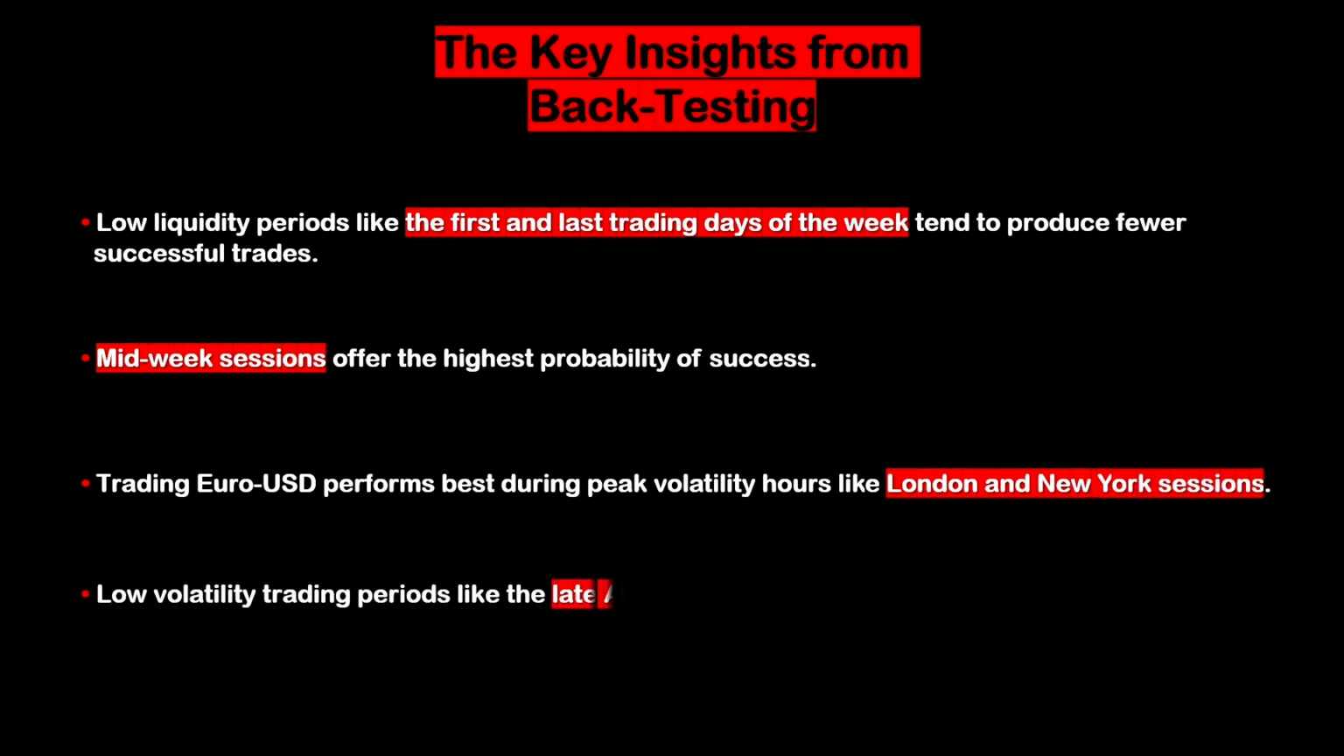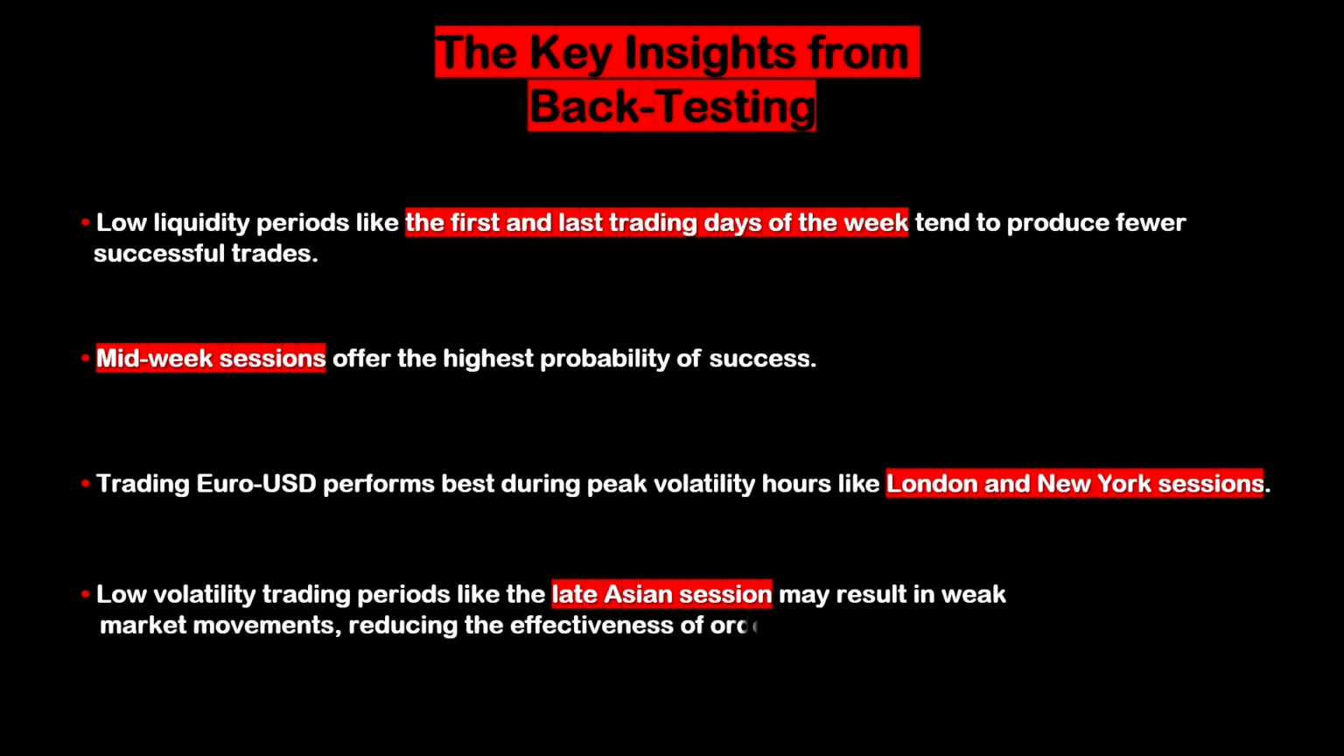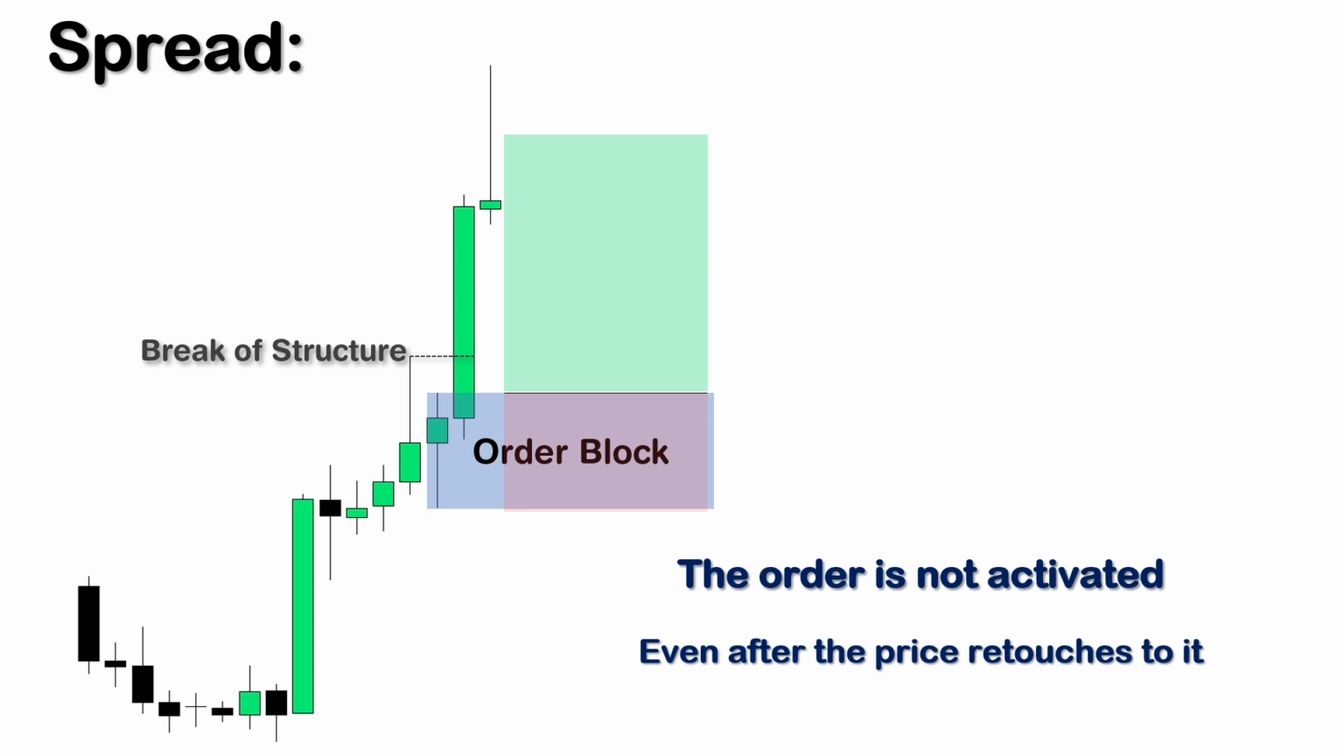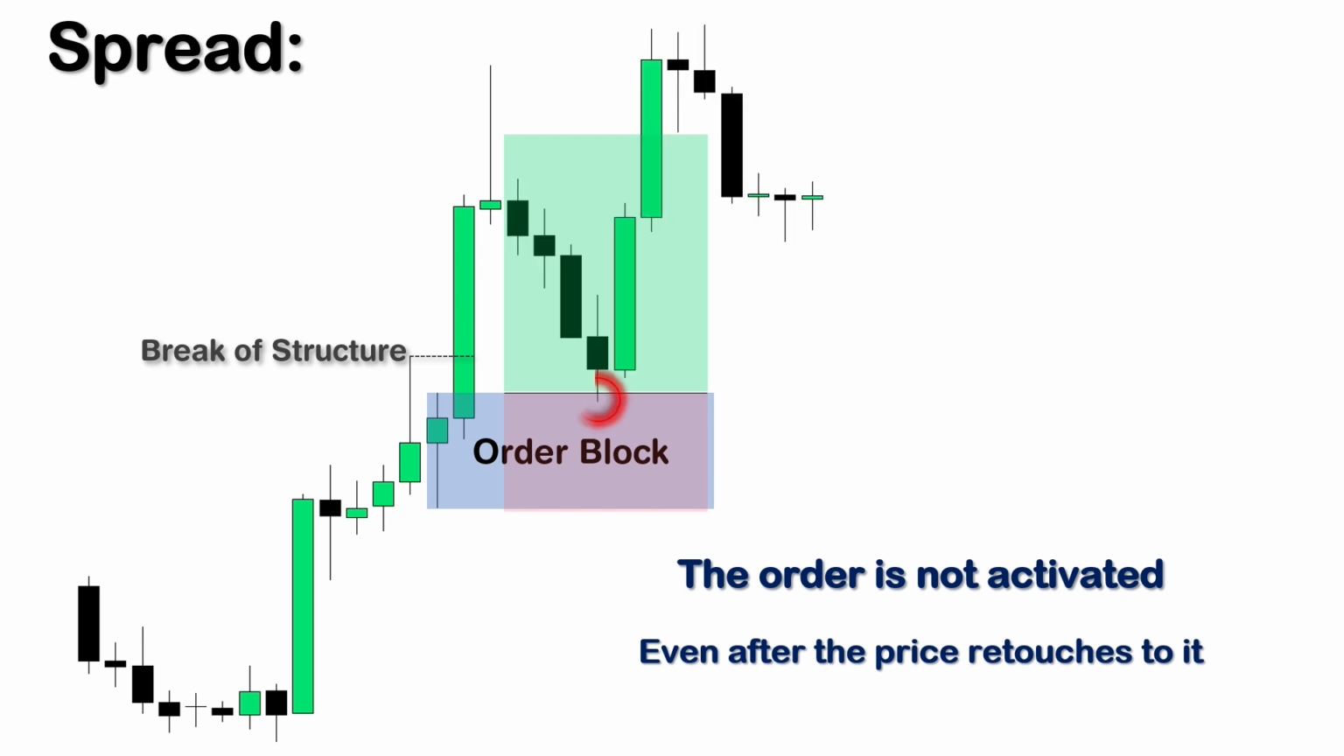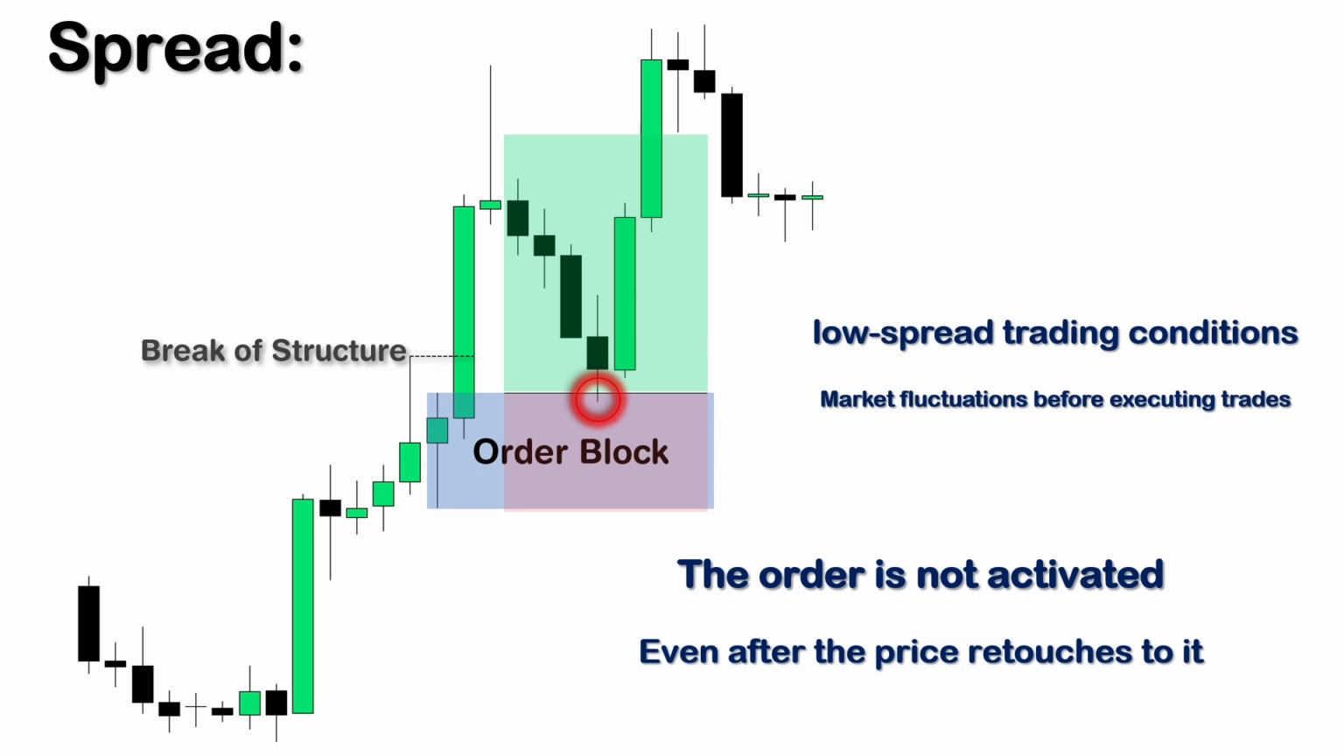Low volatility trading periods like the late Asian session may result in weak market movements, reducing the effectiveness of order blocks. The market often reacts to order blocks with precision, sometimes within just a pip. High spreads can cause traders to miss profitable entries or trigger stop losses prematurely. To increase success rates, traders should prioritize low spread trading conditions and consider market fluctuations before executing trades.